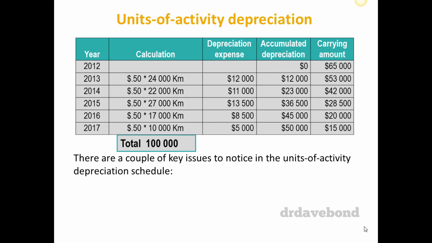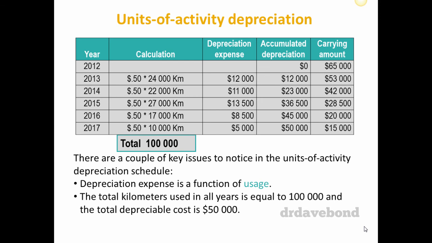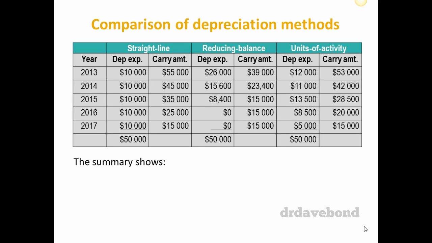So there are different ways you could do it, but the critical thing is what happens when we compare them all. Depreciation expense, 50. Depreciation expense, 50. Depreciation expense, 50. Doesn't matter which method you use, at the end of its useful life you will have $50,000 as your total depreciation expense. It just changes when it happens in each year.